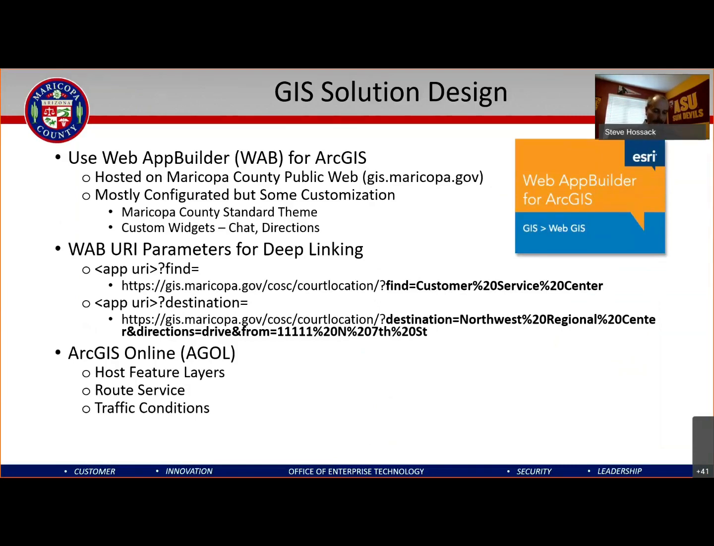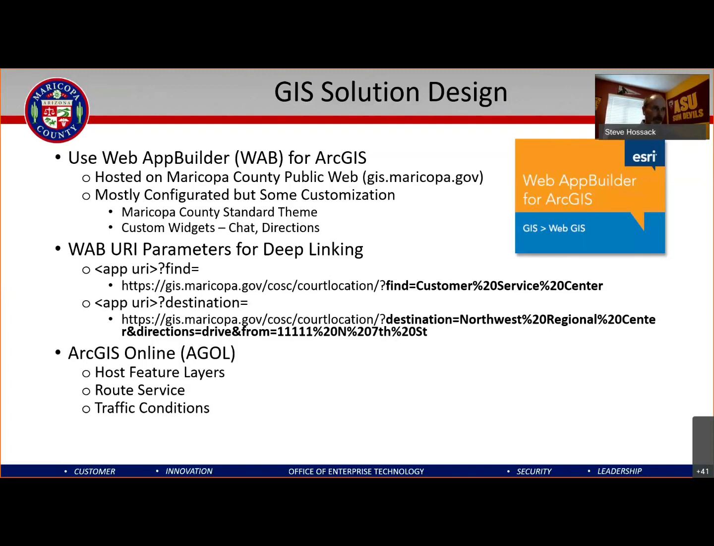Because we use Web App Builder, the app is mostly configurable, but there were some custom widgets that we definitely needed to be made. First of all, for connecting to the chatbot and displaying driving directions. One great feature about Web App Builder that we discovered is the ability to initiate application behavior by submitting parameters in the URL. Shown in the center here, there are some sample parameters shown for the URI.